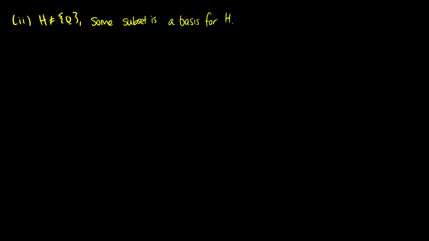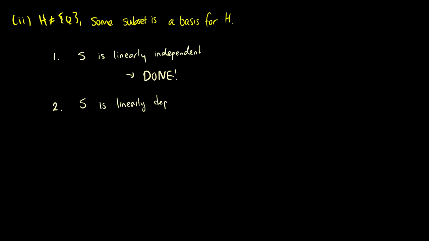The second part says that if H is not the zero vector, then there's a subset that's a basis. Okay, so there's two conditions. One, we could have that S is linearly independent. So if S is linearly independent, then we're done, because it's a basis. Okay, the second condition, which is more important, is what if S is linearly dependent? So what happens if it's independent, or if it is dependent?